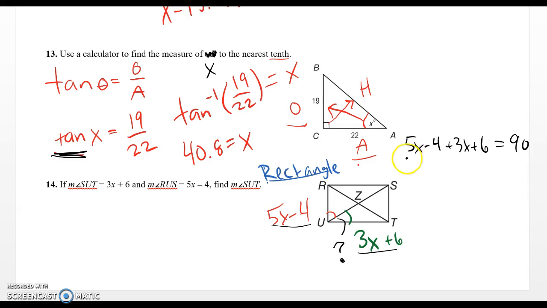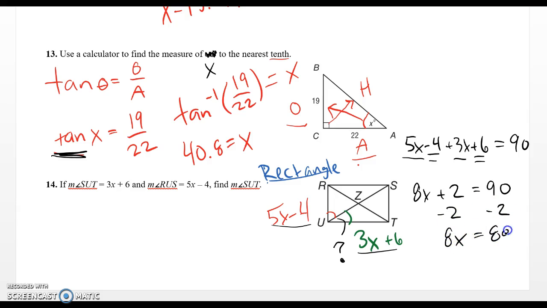Combining like terms here, we've got a 5x here and a 3x here, so that's going to give us 8x. We have a minus 4 and a plus 6, that's going to give us plus 2. On this left-hand side, all we did was combine like terms. We didn't move anything. Now solving for x, we've got to get this x by itself, so we're going to subtract 2 from each side. It's going to leave us with 8x equals 88. Last step, to get x by itself, we divide by 8, and x is going to be equal to 11.